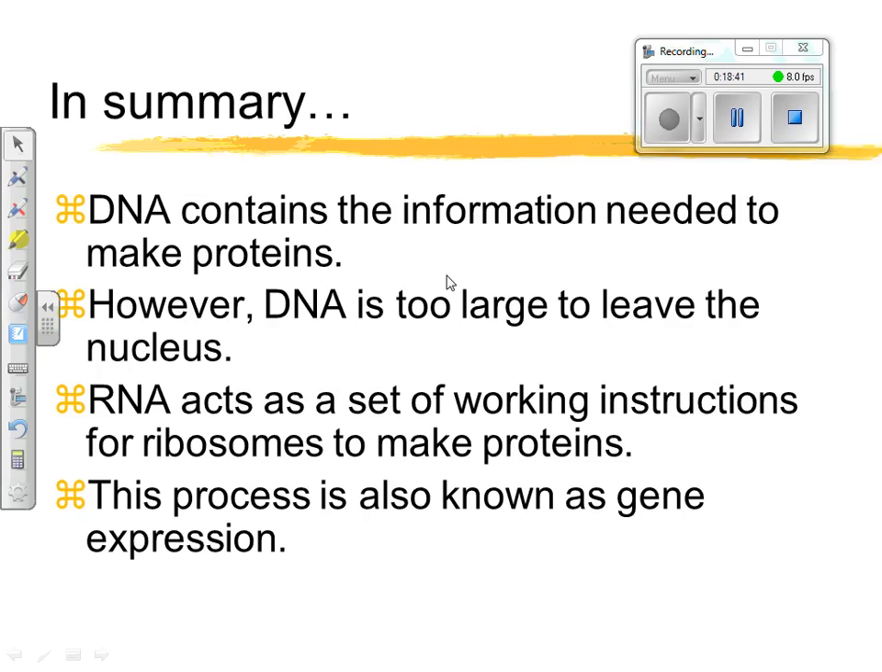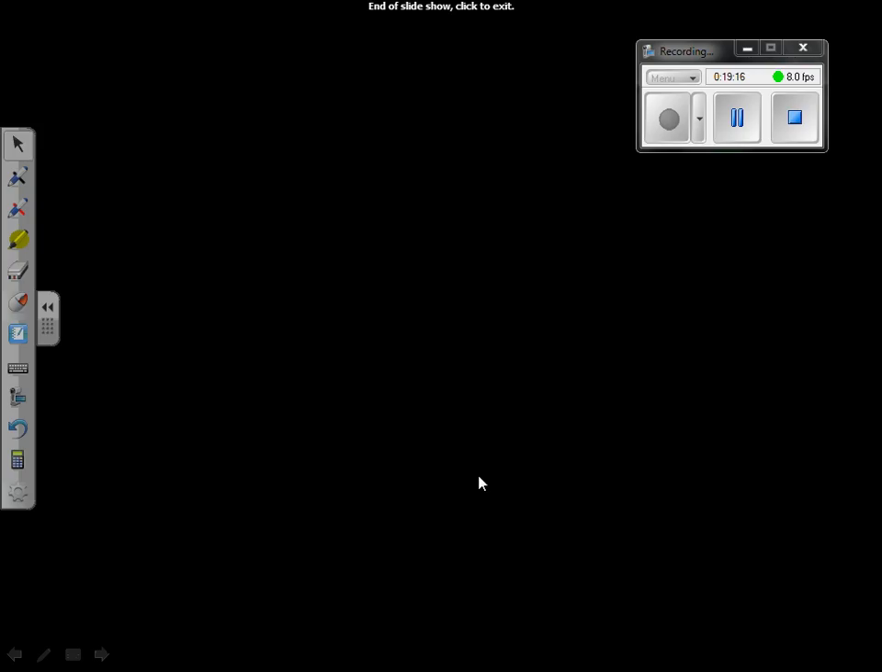So in summary, DNA contains the information needed to make proteins. DNA is too large to leave the nucleus. RNA acts as a set of working instructions for ribosomes to make proteins. And this whole process is known as gene expression. So making the proteins is called protein synthesis, making proteins. It's 2 steps: transcription in the nucleus, translation at the ribosomes, and the whole process expresses the gene.